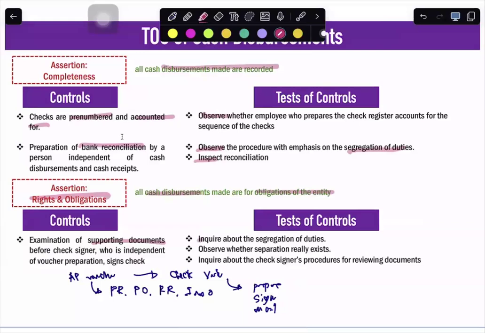We test that control by inquiry on the segregation of duties, from the preparation, signing, and mailing, up to the segregation of the different items which make up your AP voucher file. Next, you observe the segregation of duties. And then lastly, again, you inquire about the check signer's procedure for reviewing documents. So how does the check signer sign? Does he purely sign the check, or does he look again at your AP voucher and check whether the AP voucher amount is equal to the check voucher prepared and the check prepared?